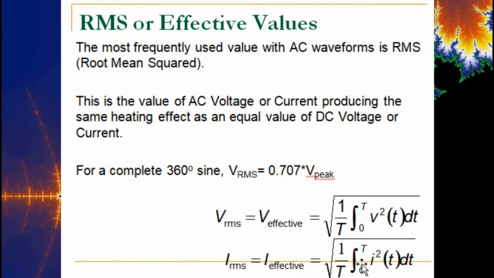The current is also a sine wave, and so this is I peak down here, essentially, right? I peak times the sine of 2 pi f t. That's what that signal is. So you square that, integrate it over the period, take the square root, and you'll have the IRMS.